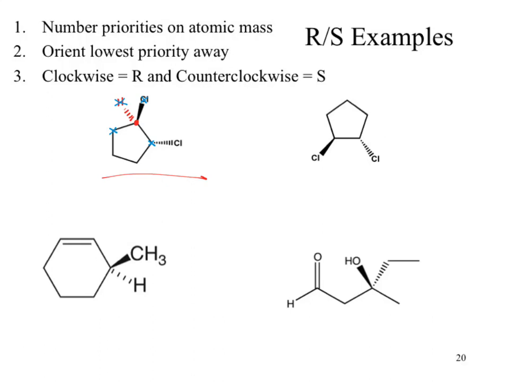The carbon bonded to the chlorine. Okay, so if we look at the chlorine, the chlorine has the highest atomic mass of those. We're looking at chlorine to hydrogen to carbon. Chlorine absolutely has the highest atomic mass, so I can assign a 1 to the chlorine. What else stands out? The carbon bond hydrogens.